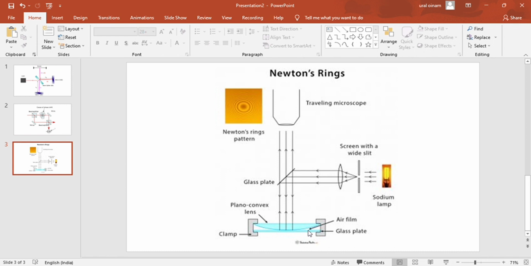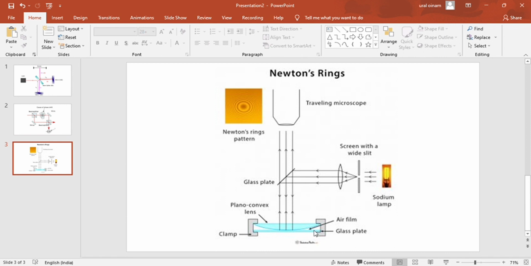And the ring pattern is due to the variation in the thickness of the air gap. That is, since it is a plano-convex lens placed on top of a glass surface, there will be a smooth variation in the air gap. As a result, we'll have a ring pattern. And the spacing between the rings will decrease as we move away from the center, because here the air gap is increasing exponentially.